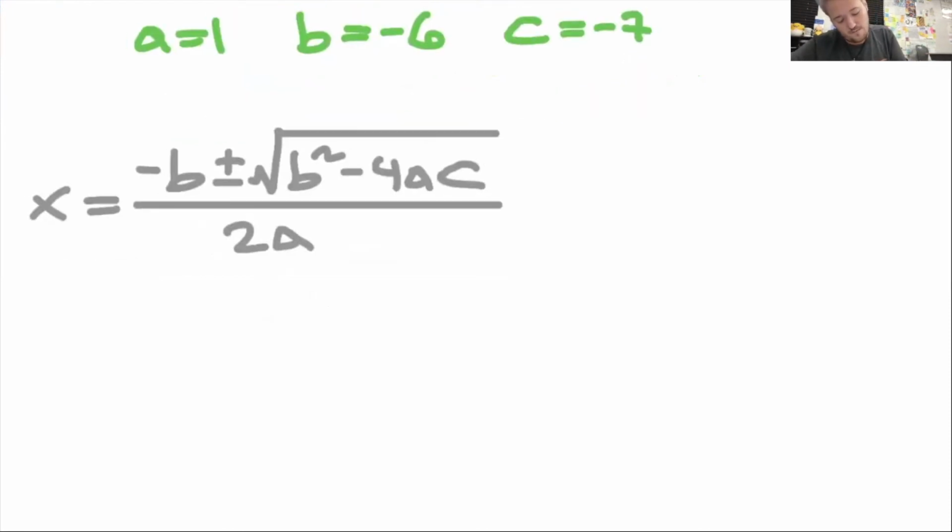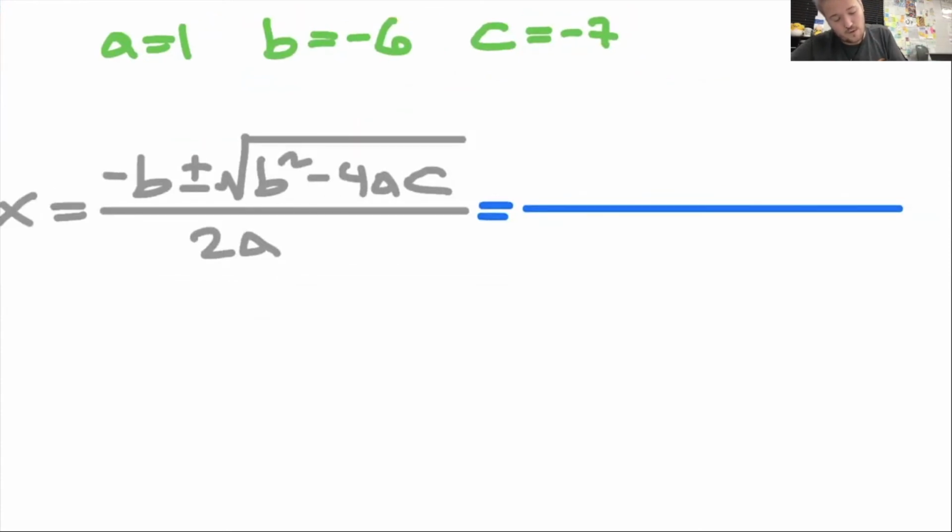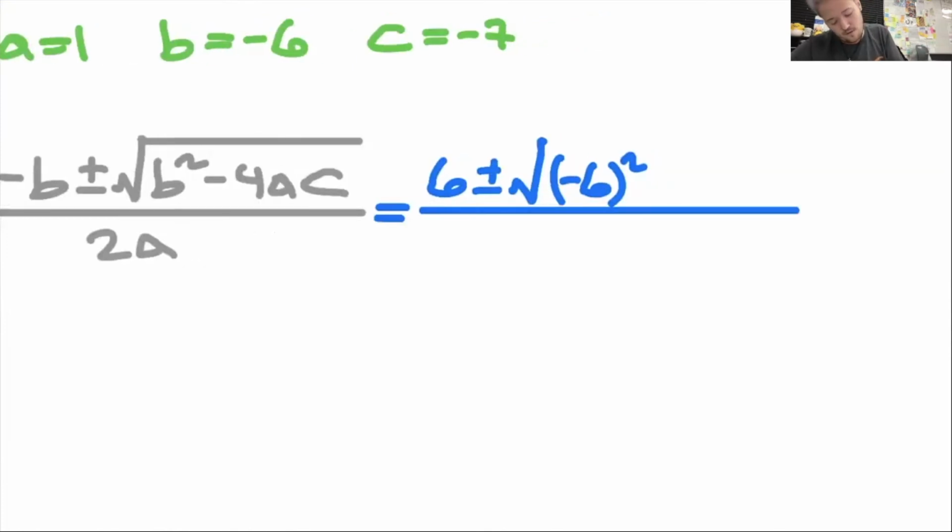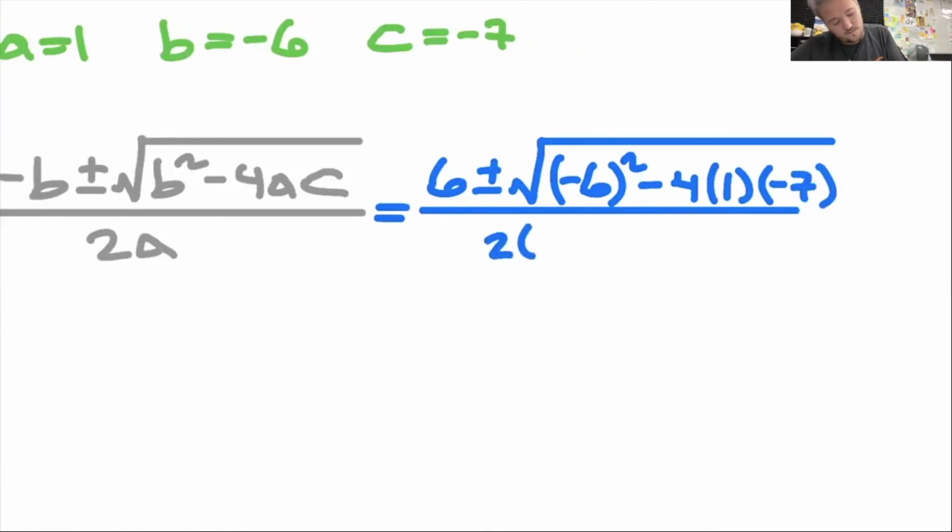All right, so I'm going to plug in those values. So we want the opposite of B, so we want +6 plus or minus the square root of B squared. So I want -6 squared minus 4 times your A value times your C value, all divided by 2 times your A value.